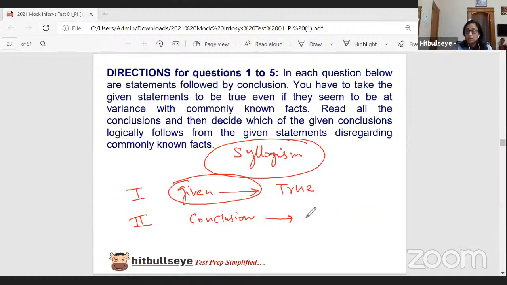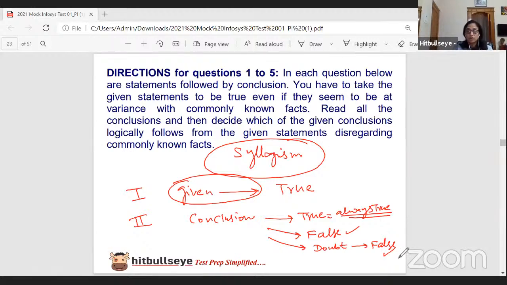Please remember, a conclusion is called true if it is always true. Even with one slightest contradiction, it will be called a false conclusion. In case of ambiguity or doubt, it is also considered a false conclusion. So a conclusion will be called true only when it is always true without any contradiction. If you find even a single contradiction, it is a false conclusion. If you are doubtful about it, even then you reject it as a false conclusion. Are the two rules clear, everyone?